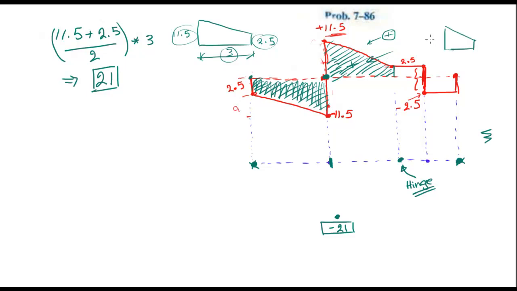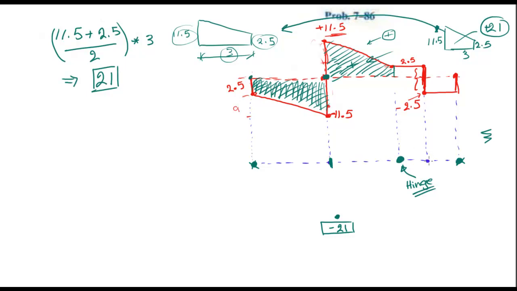So what do we have here? We have 11.5 and we have 2.5. I think we've seen these numbers before, right? It's right there. These areas are the same. So this area is 21, but what is the difference? It's a positive 21. And if we add it to a negative 21, we will get a 0 here. So this value is 0. So we start with a 0. Here we have negative 21, and here we have a 0.